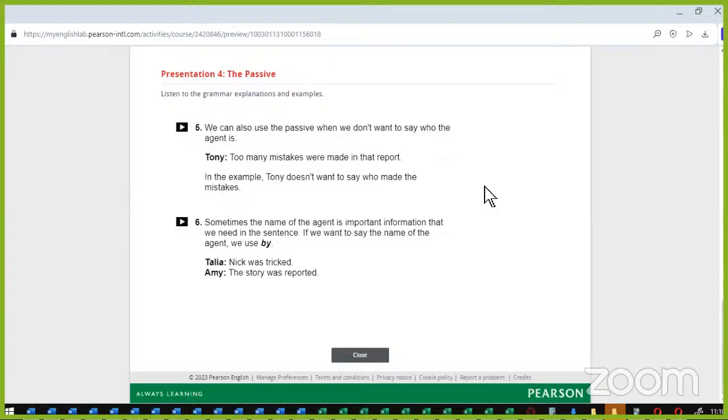Okay. 5 and 6. We can also use the passive when we don't want to say who the agent is. Too many mistakes were made in that report. In the example, Tony doesn't want to say who made the mistakes. Sometimes the name of the agent is important information that we need in the sentence. If we want to say the name of the agent, we use by. Nick was tricked. The story was reported.